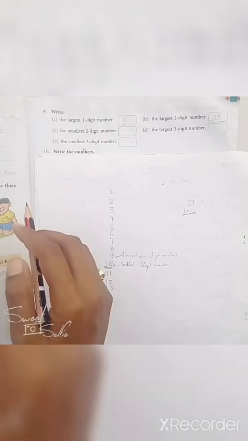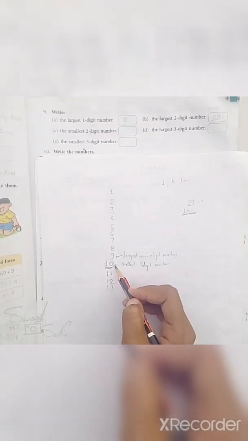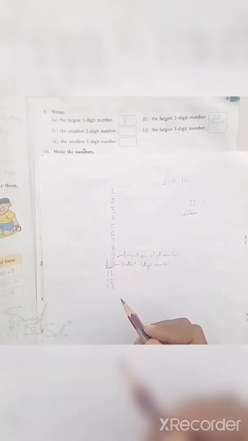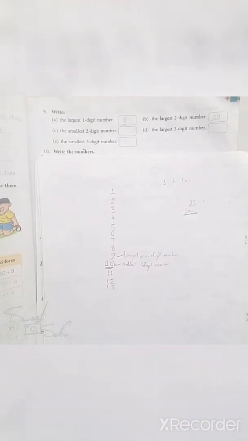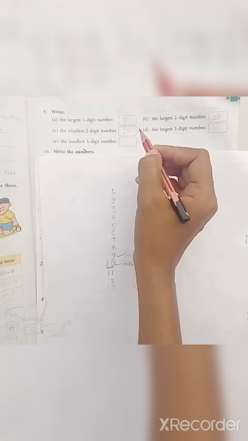Okay, and look at C, the smallest 2 digit number. As I told you, the smallest two-digit number is 10. 10 is the smallest two-digit number. Similarly, you have to solve D and E. You have to fill it.